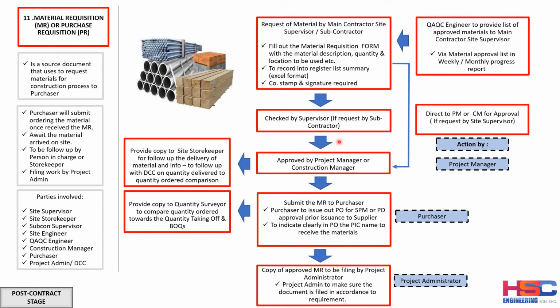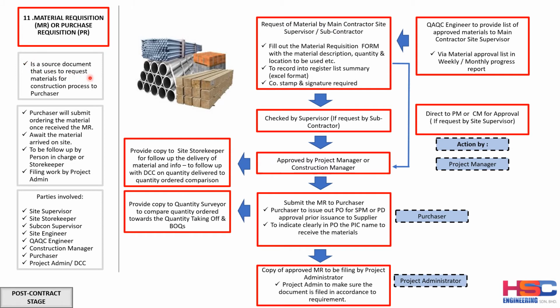Slide number 11. This is the material requisition or purchase requisition. This is the traditional way. Nowadays, there is new software available. We know that there is a lot of software that helps the main contractor do the material requisition digitally. But this flowchart is for the traditional way, how the material requisition is submitted.